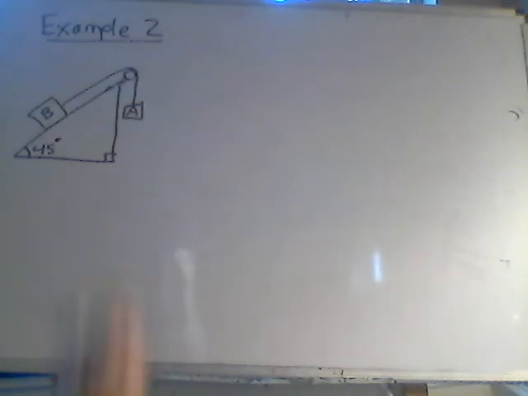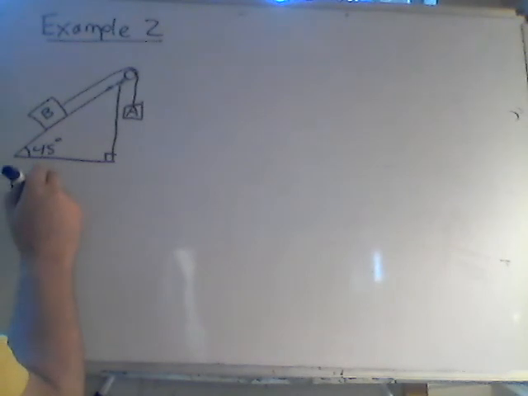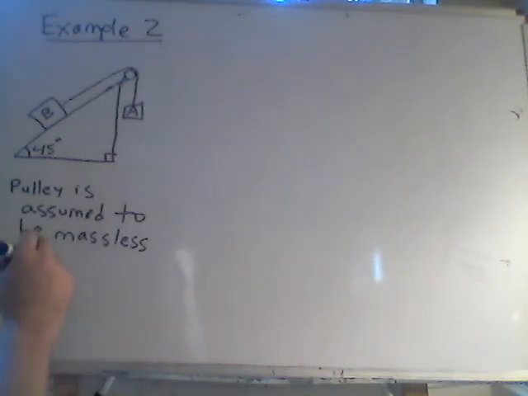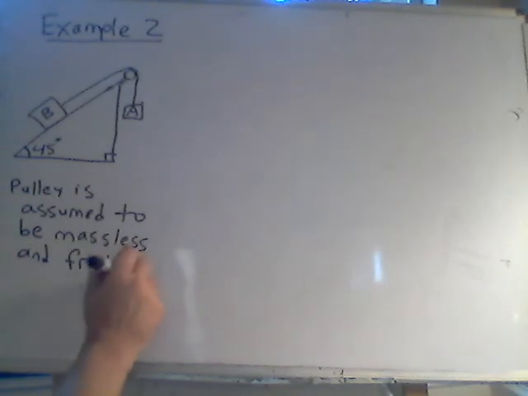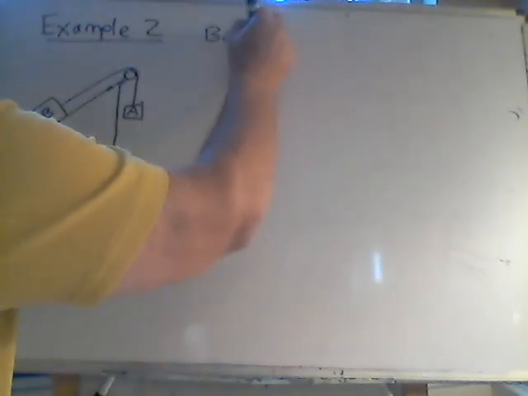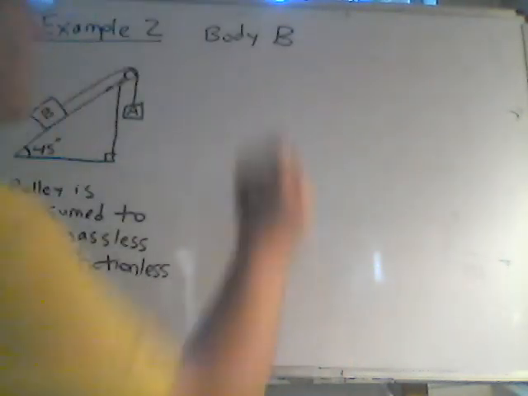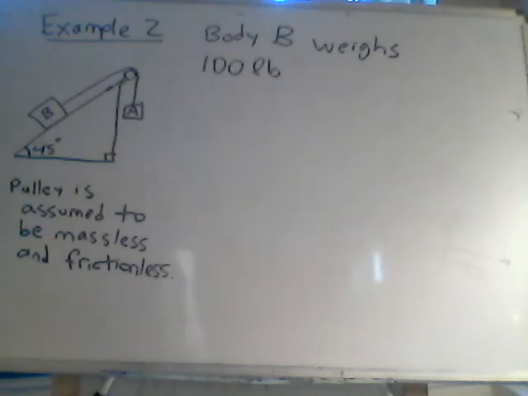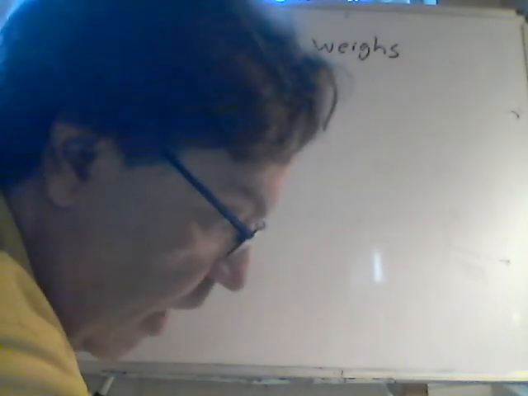The pulley is assumed massless and frictionless. All right, so what is the problem now? It says that body B weighs 100 pounds. We're going to use the old English units in this problem. Body B weighs 100 pounds, and body A weighs 32 pounds.